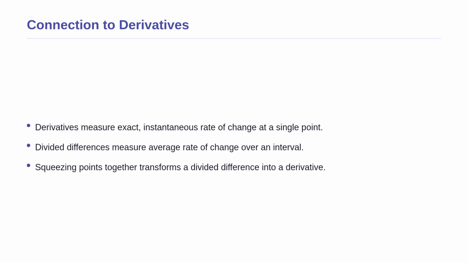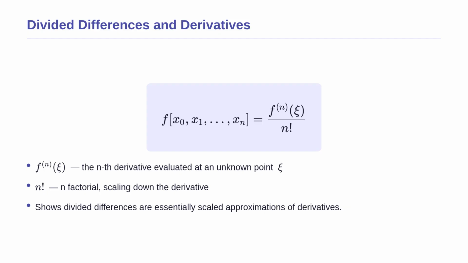If we take the points in a divided difference and squeeze them closer and closer together until they merge into a single point, the divided difference transforms directly into a derivative. This bridges the gap between discrete data points and continuous smooth curves. This powerful theorem formalizes that connection.